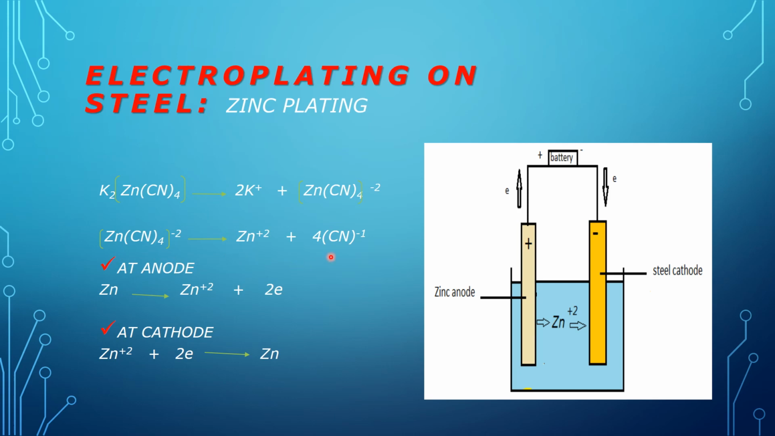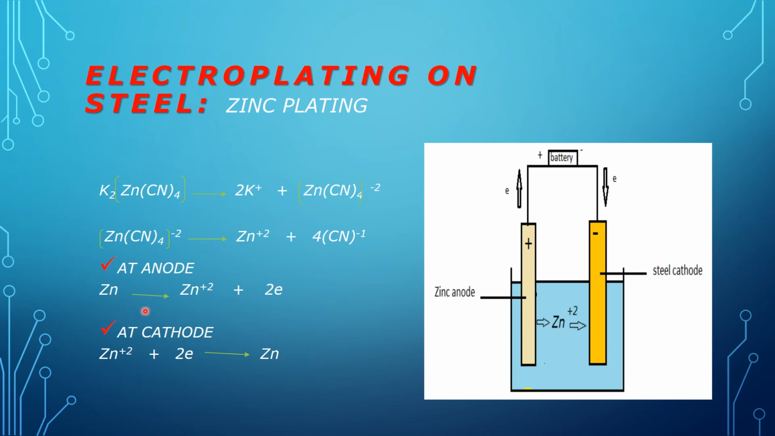The reactions taking place at anode and cathode are also given. At anode, zinc loses 2 electrons and changes into zinc ions. These zinc ions, being positively charged, move towards negatively charged cathode, where they gain electrons and deposit in the form of zinc metal. Have a look at the reaction.